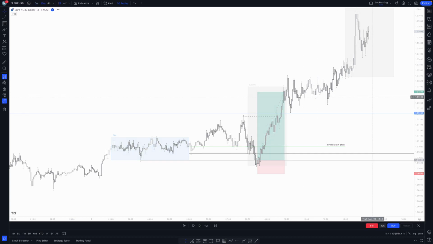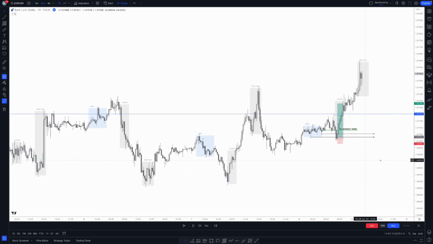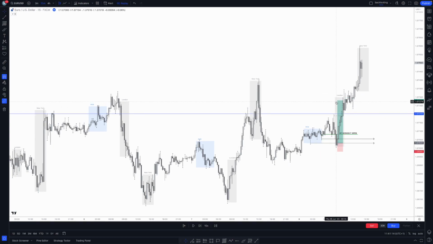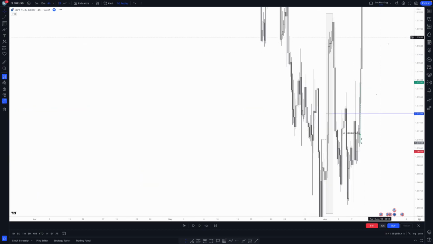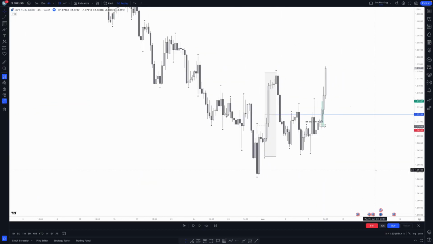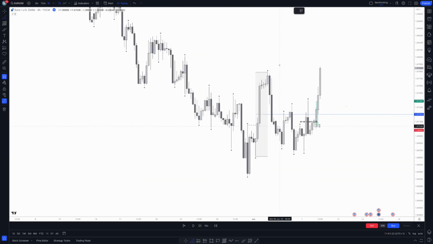If I jump back onto the 15 minute, you will notice we did come up and take out this 15 minute high. Let's see where we are on the 4 hour. On the 4 hour, we did actually come up and take out this most prominent liquidity pool right here, which I did note at the start of the video. So that's the overall trade idea. That's how I would get involved in the trades on Thursday morning, and that's how I'm trading at the moment.